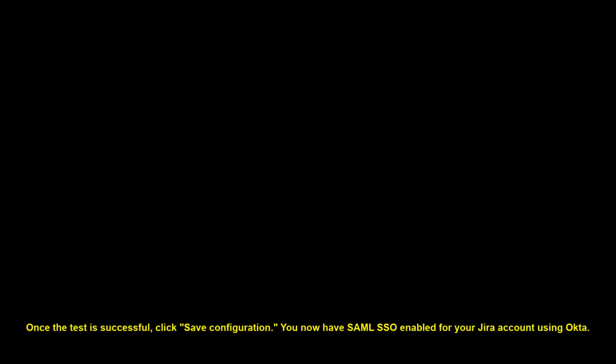Click Test Connection to ensure everything is set up correctly. Once the test is successful, click Save Configuration. You now have SAML SSO enabled for your Jira account using Okta.